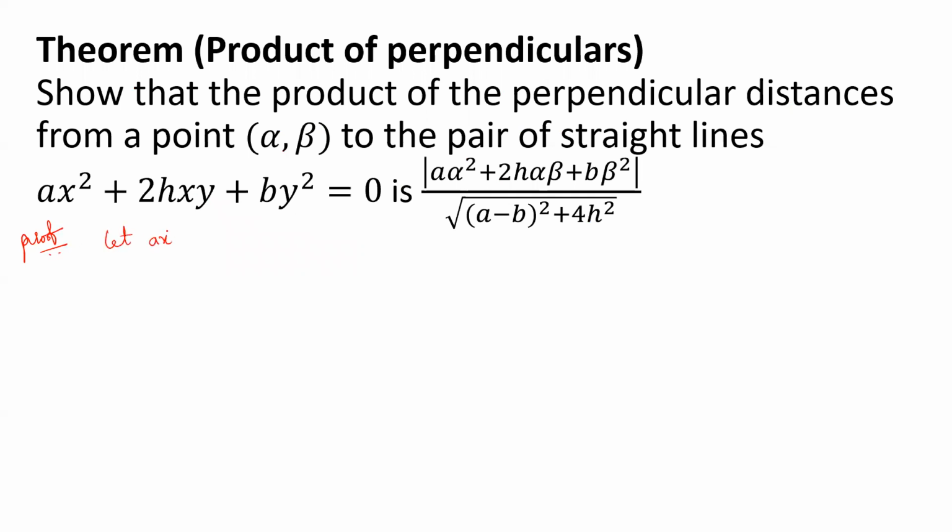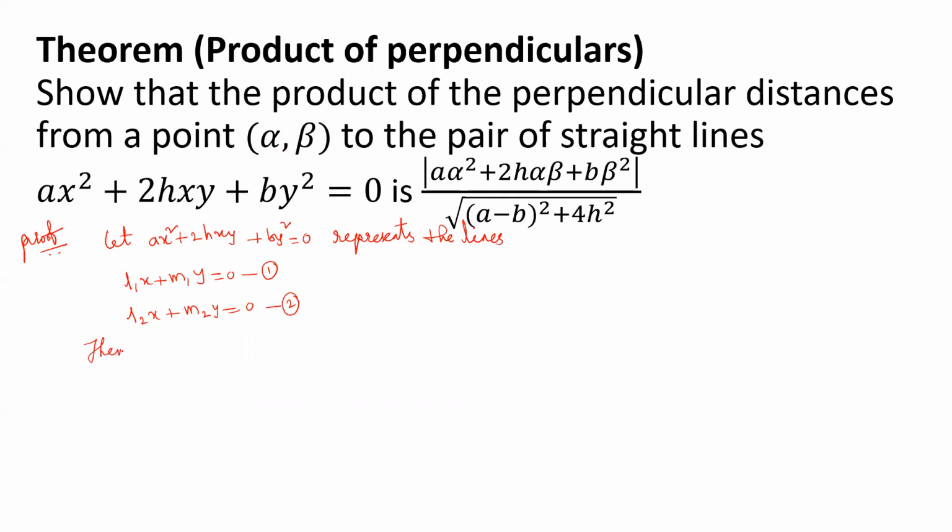Let ax square plus 2hxy plus by square is equal to 0 represent the lines, same like the cos theta theorem. Till the comparison, both are same. L1x plus M1y is equal to 0, equation number 1. L2x plus M2y is equal to 0, equation number 2.